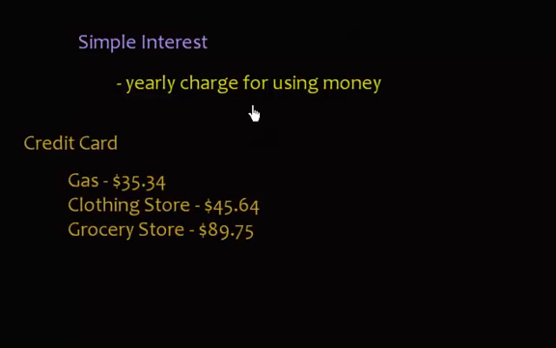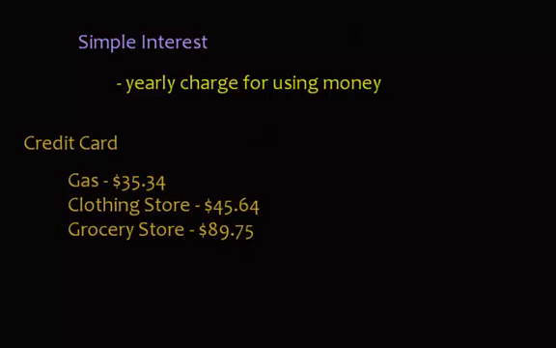We're going to start with a very simple topic today, which is simple interest. Now, simple interest, I have written up here, is a yearly charge for using money. An easy example would be a credit card because most people have credit cards. So let's just take this easy one right here. We have a credit card where we got three charges here. Someone bought gas, bought some clothes at a clothing store and then went to the grocery store. And so you would add up this bill and this would be your balance at the end of the month.